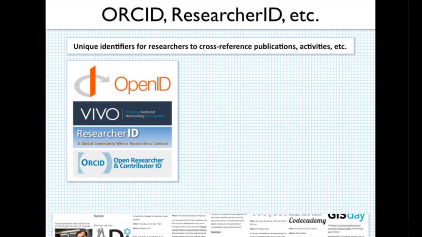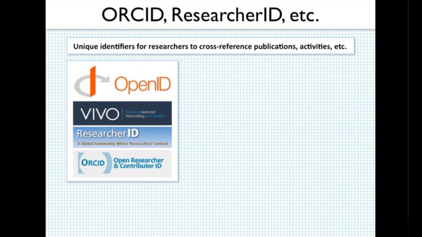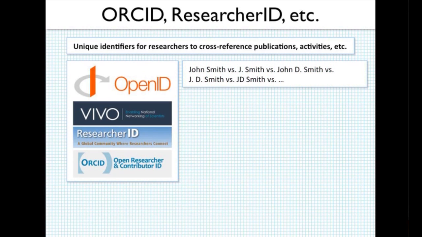Then I think one of the most important things that researchers can do now that's related to social media and is related to getting credit for things that haven't been posted is to get an ORCID, which is an open researcher and contributor ID, or to sign up for a researcher ID. And so here's the problem. How do you tell the difference between John Smith, J. Smith, J.D. Smith, John D. Smith? You know, depending on what publication it is, they may format your name any number of different ways.